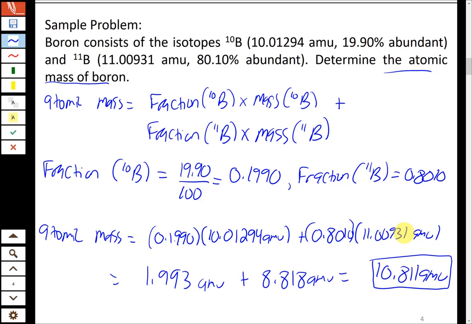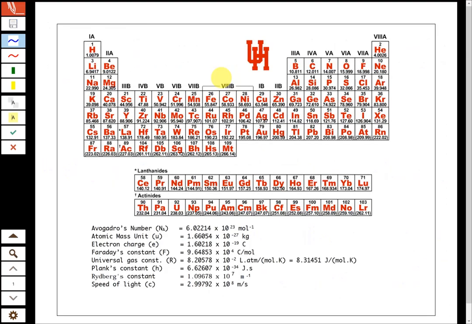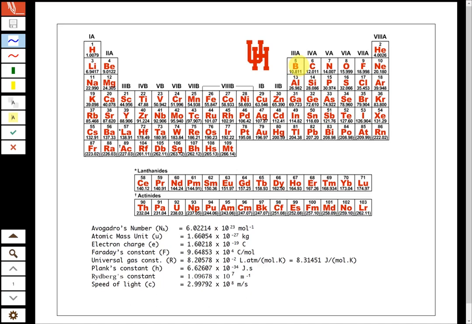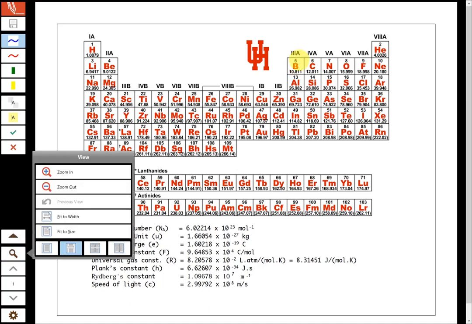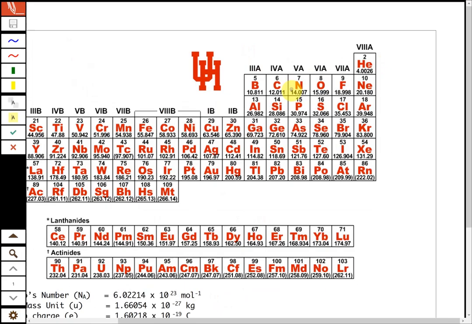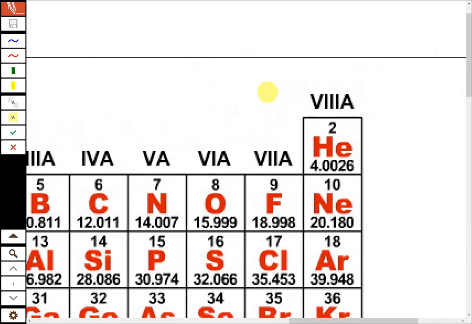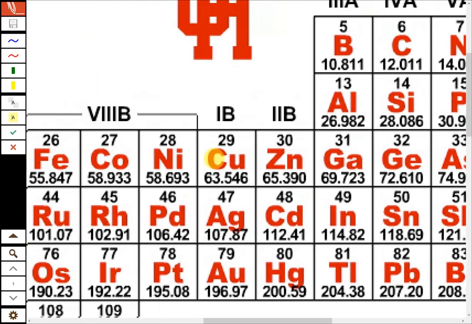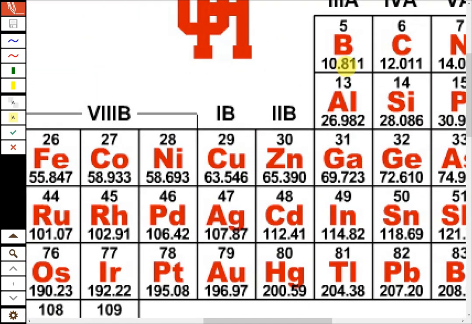Now what we can do is compare that to the number on the periodic table. So I have to open the periodic table here. We'll get into this more later on, but the number that's underneath each element is the atomic mass, which we have not really used yet, but we've seen it. And we can see for boron that's exactly what it is, 10.811. So that's exactly the number that we calculated using the individual isotope masses.